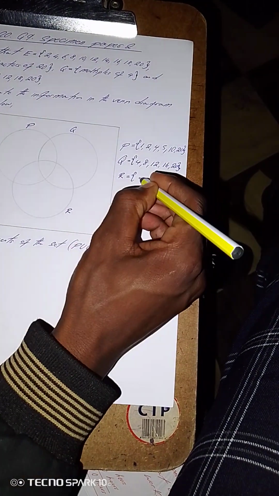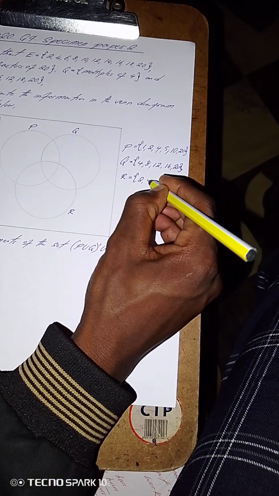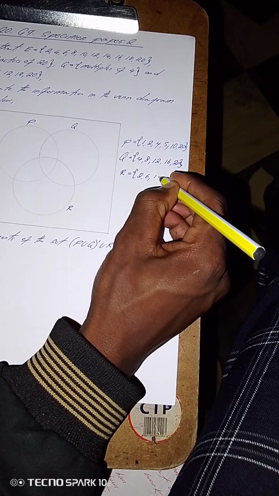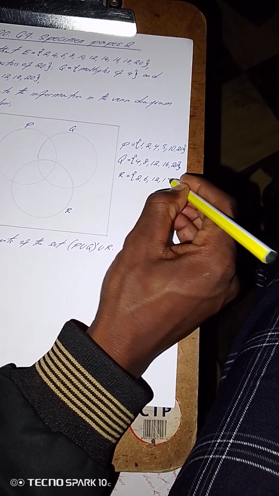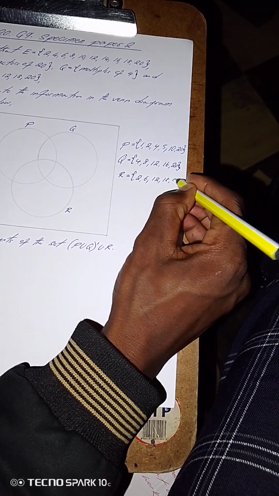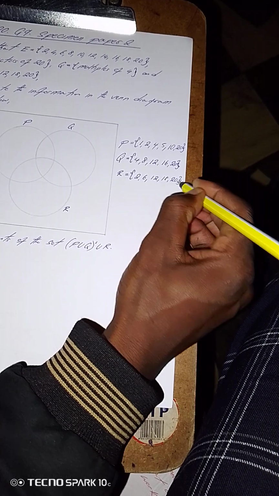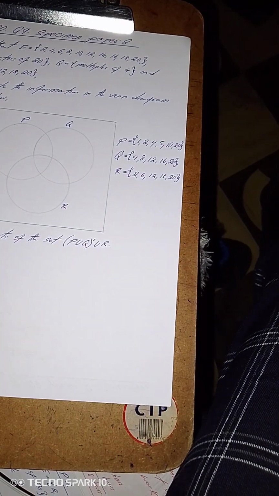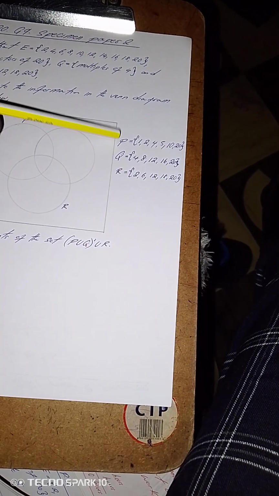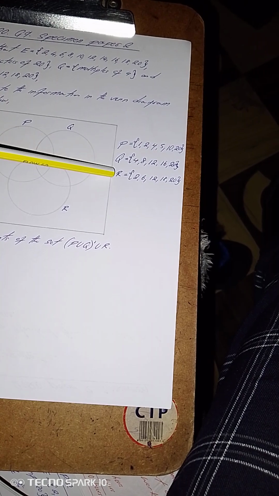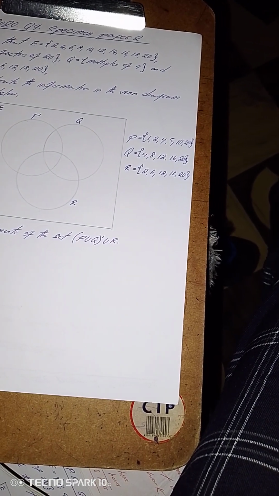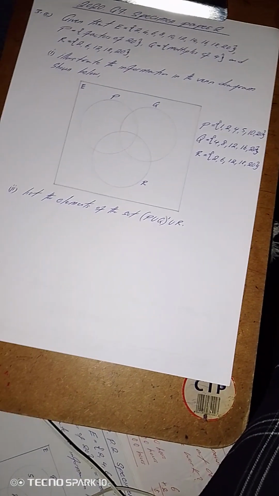So we have 2, 6, 12, 18, 20. Like that. Now we have set P, set Q, and we also have R. So now we can illustrate this information in the Venn diagram.